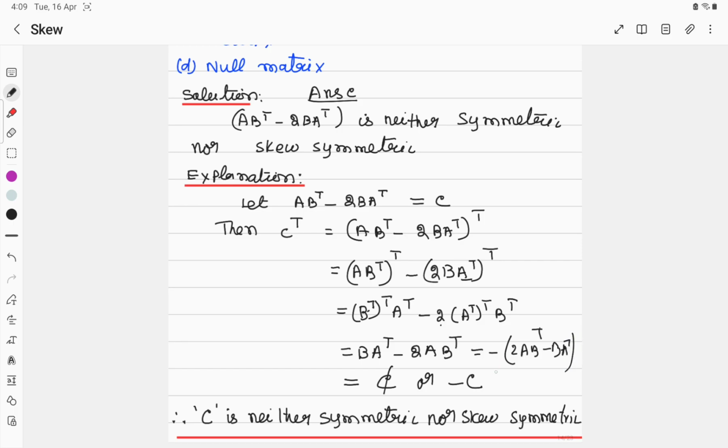Taking negative common, it is 2AB transpose minus BA transpose, which is not equal to minus C. BA transpose minus 2AB transpose is not equal to C or minus C. That is, C is neither symmetric nor skew symmetric.